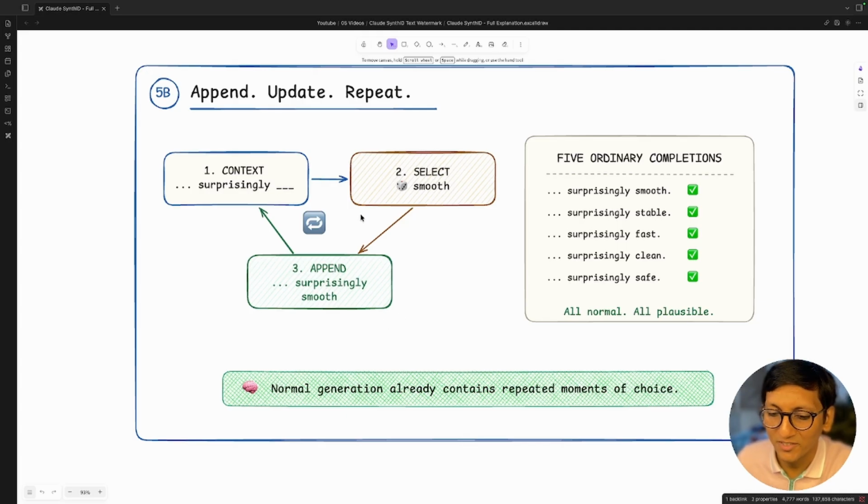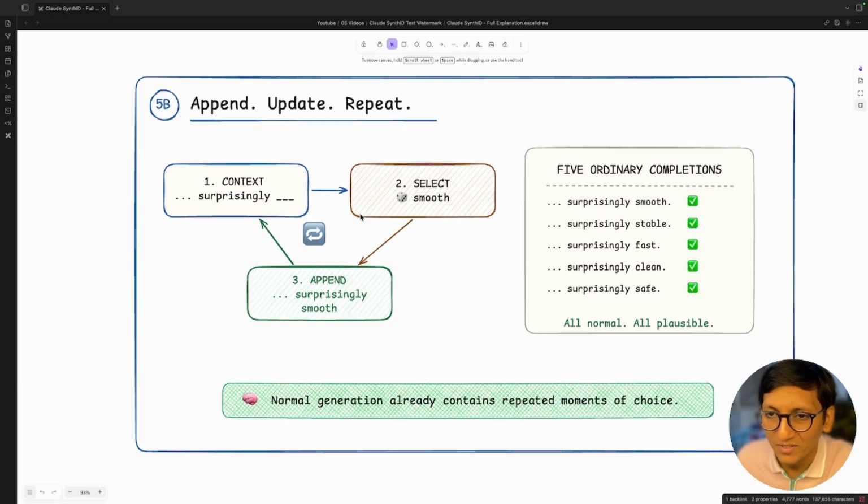Now, the model is not always choosing between one possible token and other impossible tokens. It often has a choice of many possible tokens. And that freedom is the space the generative watermark can use.